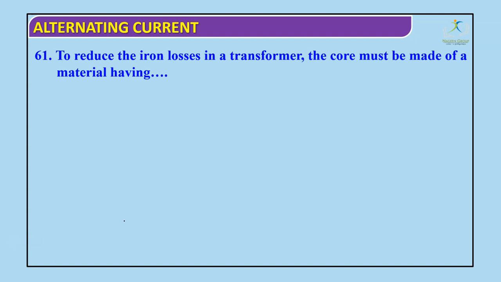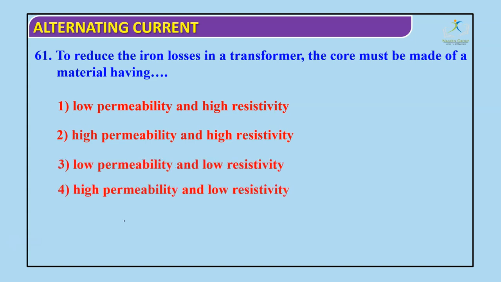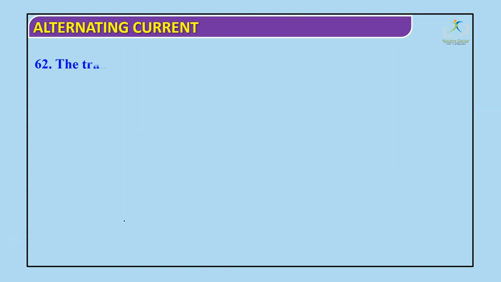Next question we have, to reduce the iron loss in the transformer, the core must be made up of a material having low permeability and high resistivity, high permeability and low resistivity, low permeability and low resistivity, or high permeability and high resistivity. The correct answer for this question is high permeability and high resistivity.